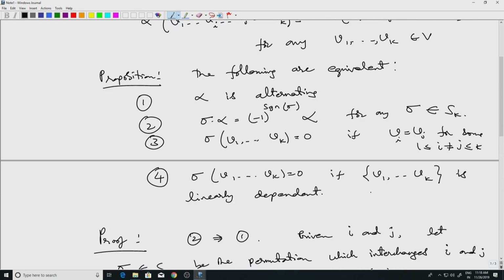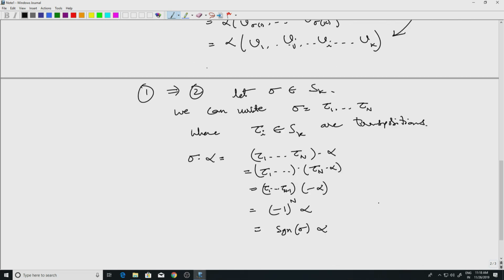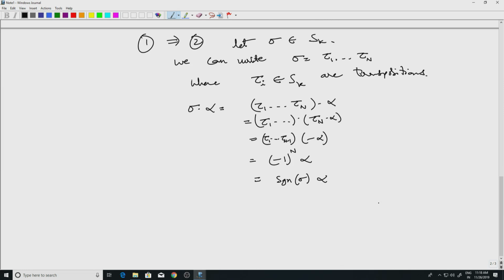Now 3 and 4 again directly follow from 1. For instance, let's say 3: if I have 1, then 1 implies 3.